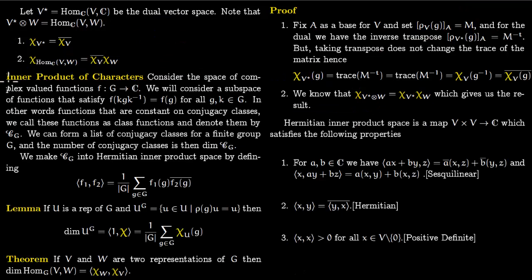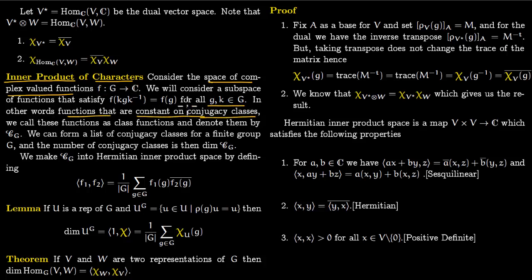So now we come to defining the inner product of characters. Consider the space of complex valued functions. You're going from the group to complex space. Then you can consider a subspace of these complex valued functions, and this subspace is precisely those which satisfy a relationship like this: f of K G K inverse equals f of G for all G and K in this group G. In other words, these are precisely those functions from G to C which are constant on conjugacy classes.